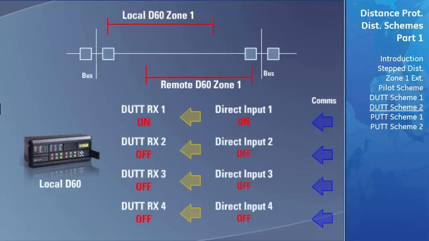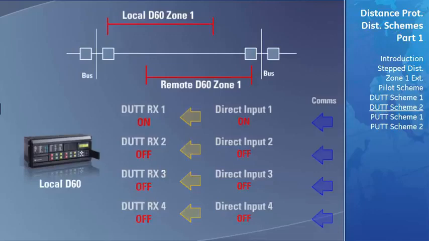If more than one bit of information can be sent back and forth over the communication channel, and single-phase tripping of single-phase to ground faults is to be achieved, the D60 needs to be programmed to use either the 2 DUTT receive bit scheme or the 4 DUTT receive bit scheme. Please note that both the local and the remote relay must be programmed with the same number of corresponding transmit and receive bits. Each receive bit will then have a different input assigned to it, each of which comes from the communication channel.